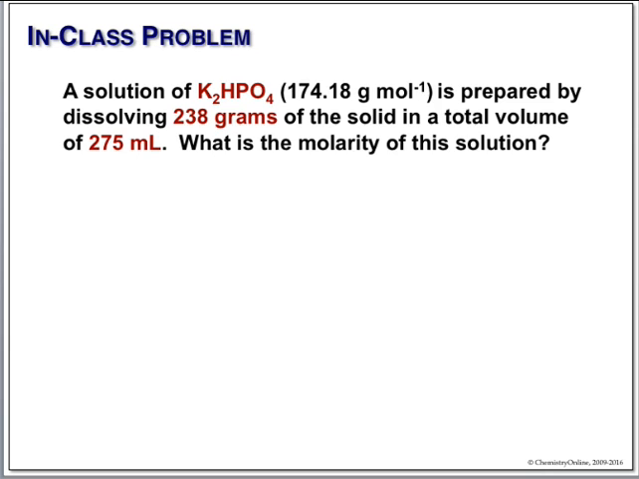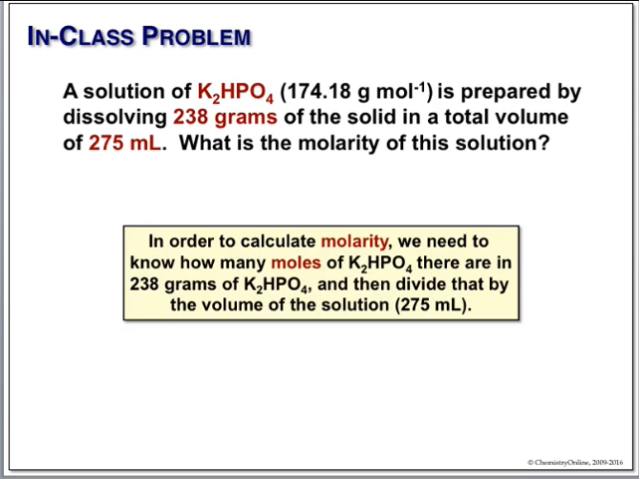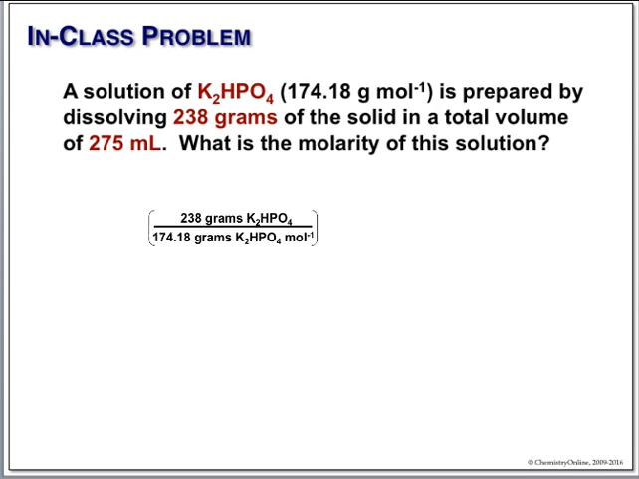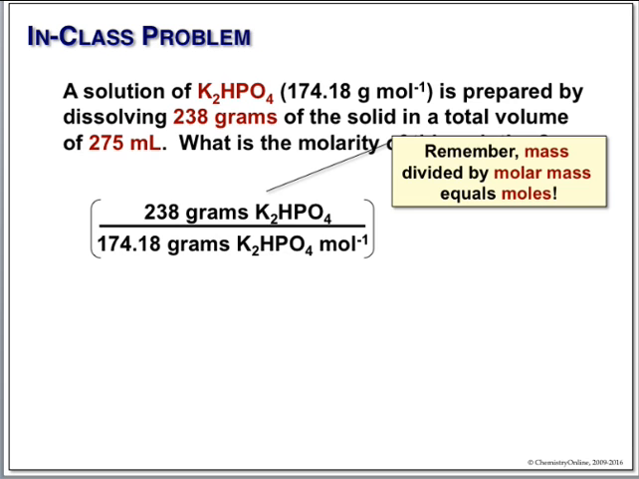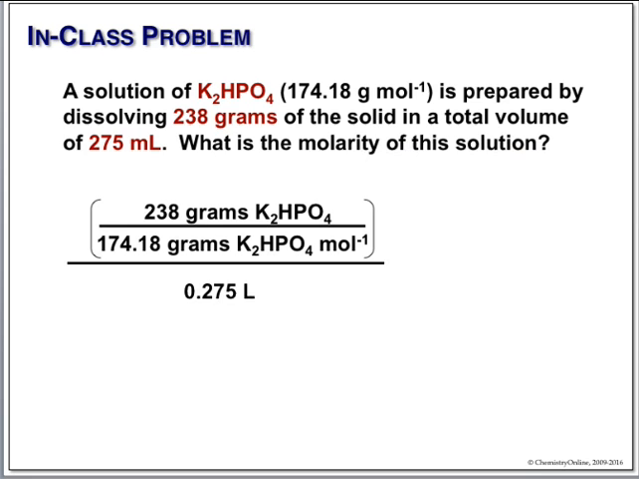We have a mass of potassium hydrogen phosphate, and we have its molar mass. We need to convert this into moles. We're going to do that by taking our mass, dividing by our molar mass. Our grams of potassium hydrogen phosphate cancel. Going to divide that by a number of liters, and we have 275 mL, so that's 0.275 liters. We do our simple math, 238 divided by 174 divided by 0.275, and we get almost 5 moles per liter, or 4.97 molar.